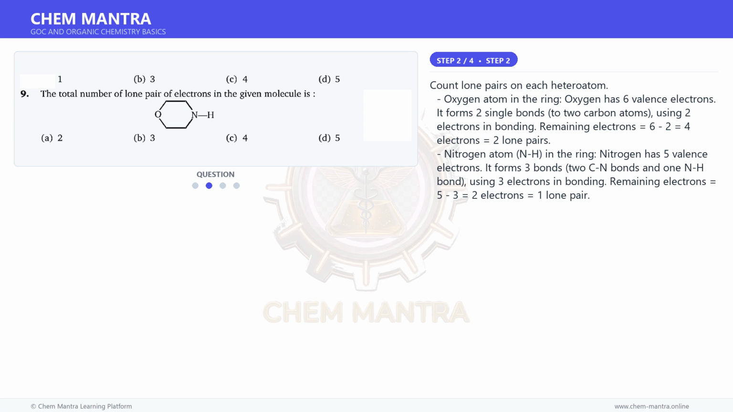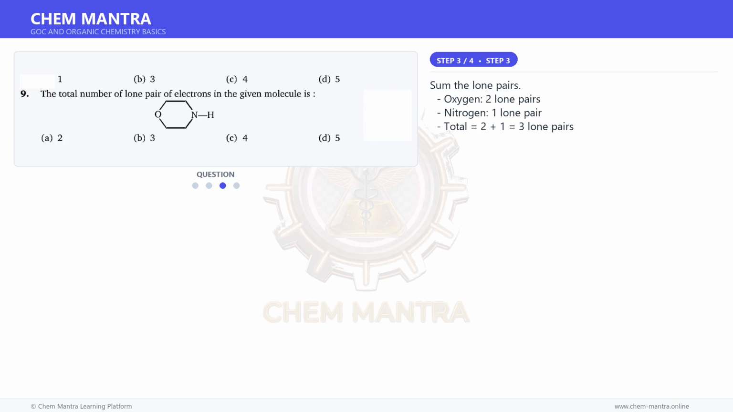Nitrogen atom, NH, in the ring: nitrogen has 5 valence electrons. It forms 3 bonds, 2 C-N bonds and 1 N-H bond, using 3 electrons in bonding. Remaining electrons equals 5 minus 3 equals 2 electrons, which is 1 lone pair.